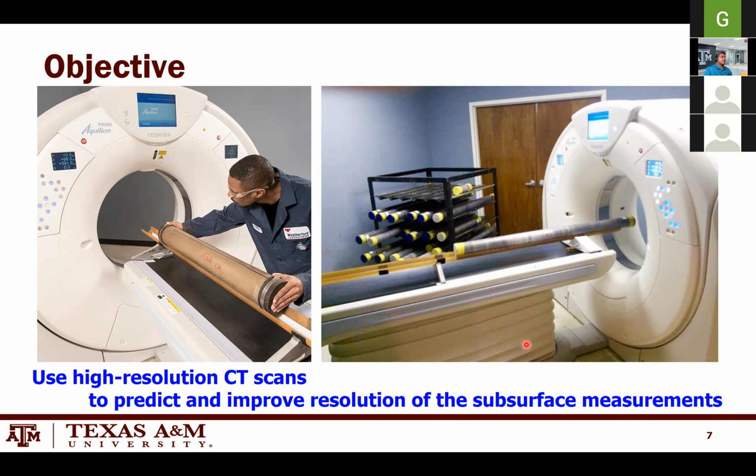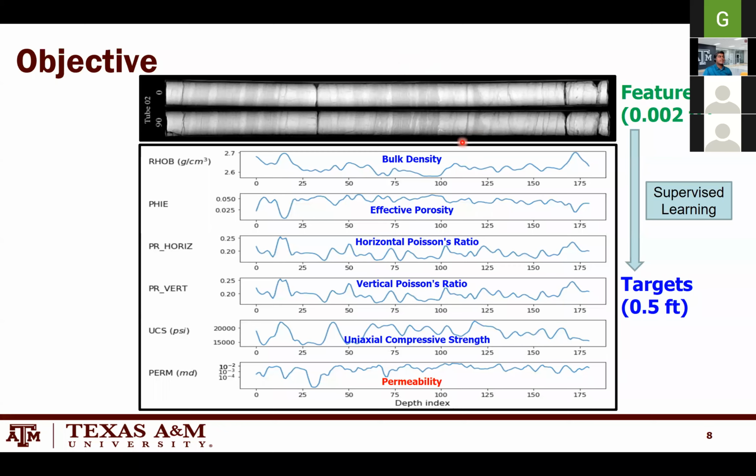Now, let me first talk about the features or the starting inputs. The input is the CT scan data. It is a very high resolution image because you can perform it in the lab. The resolution is one 2D slice available every 0.002 feet. So pretty high resolution. Just this image of a 90 feet long core had a size of around 30 GB. So it's a 30 GB data set that we worked with.